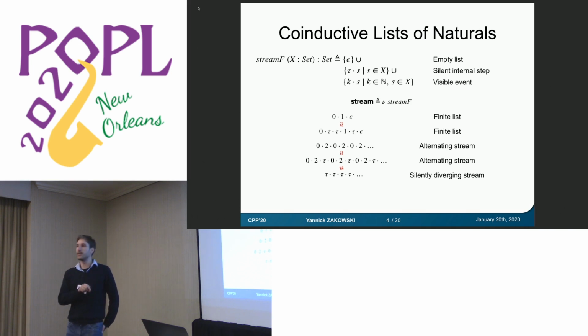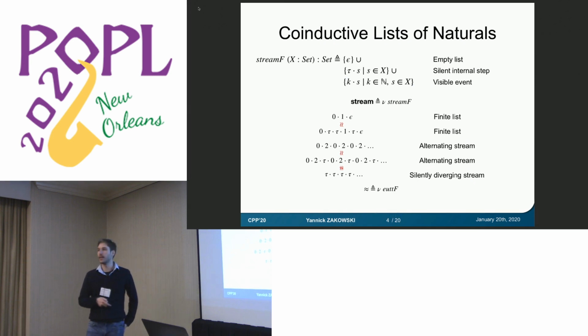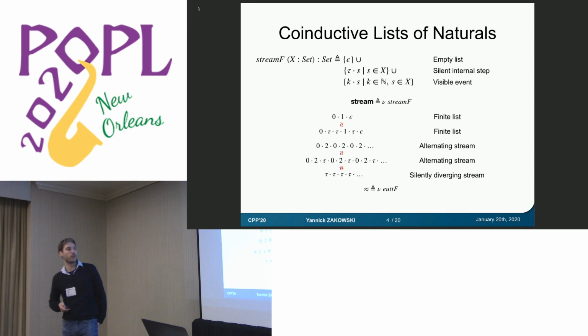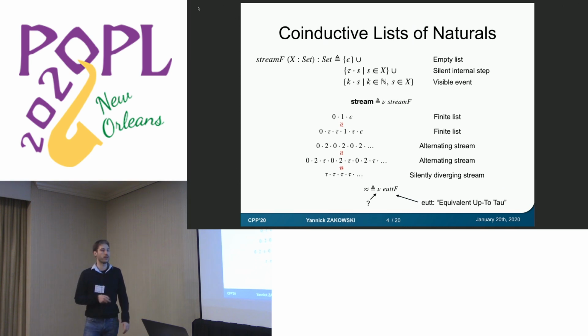We won't get into the detail of the functors that define this relation, but you have to keep in mind that this functor is once again something that you want to take the greatest fixed point of. I should just specify that eutt stands for equivalent up to tau. That's just a notation.